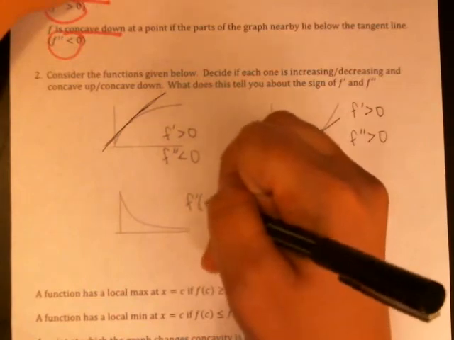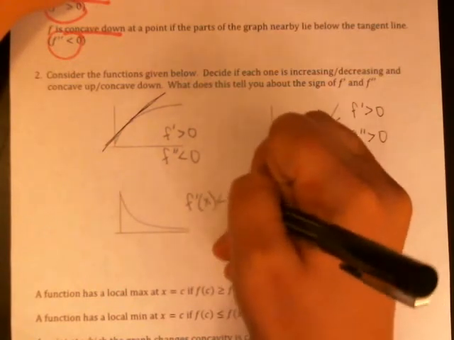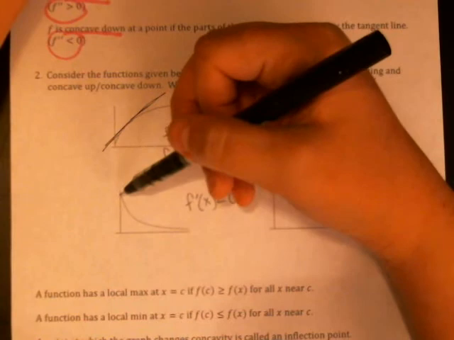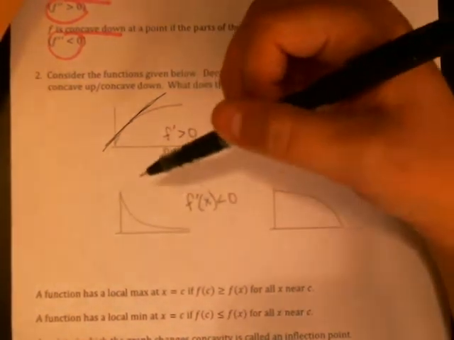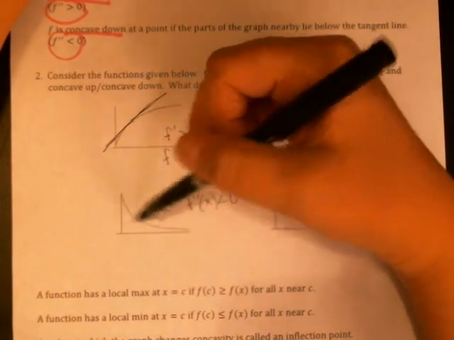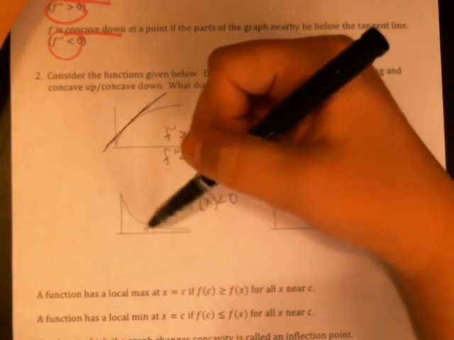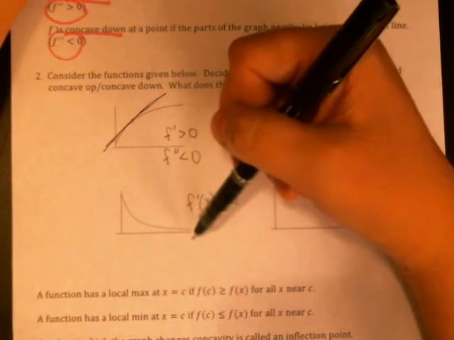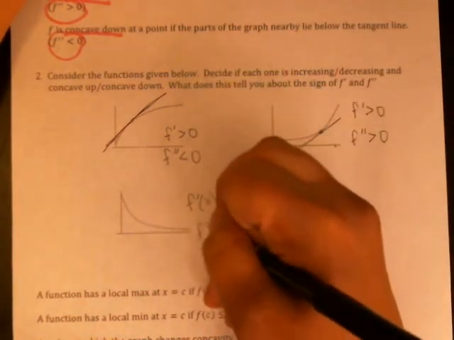Y values are getting smaller. Okay, so let's see. This is usually one of the ones that gets a little tricky for people. These are negative slopes, but they're getting bigger, right? So if this is -2, maybe this is -1, and this is -1/2. Those are getting bigger. This is concave up.